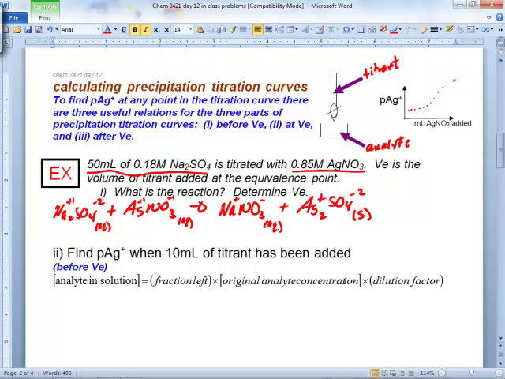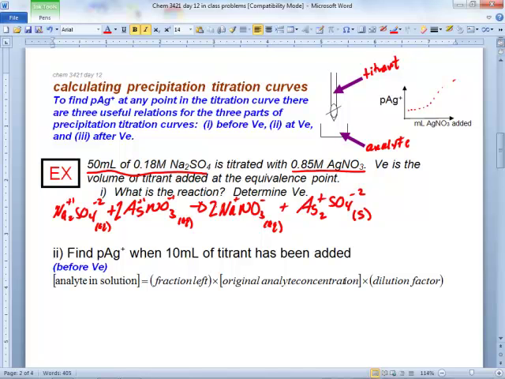I guess we should balance the thing. We have 2 silvers, so we have to have 2 here. But now we have 2 nitrates, right? So now I screwed up the nitrates because now I have 2 nitrates, so I have to put a 2 over there. Now I have 2 sodiums, but I'm okay because I have 2 sodiums. Okay, so there's our equation.